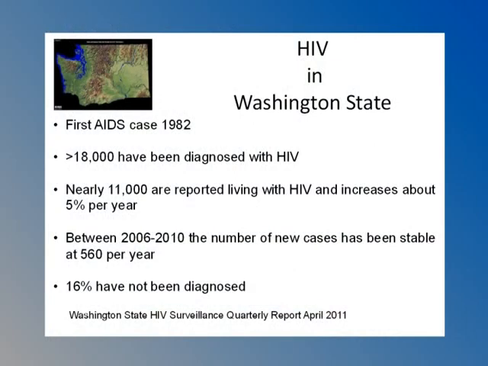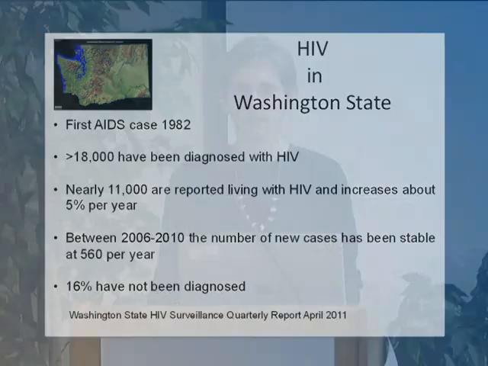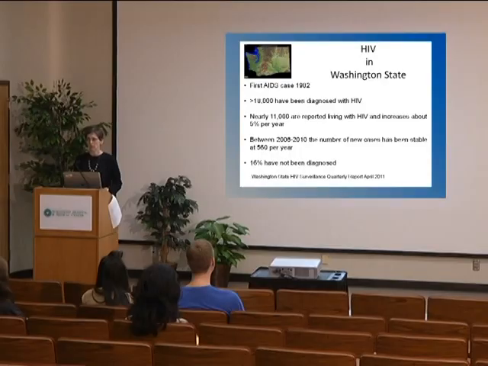Between 2006 and 2010, the new cases have been stable, but there's still 560 people being infected each year just here in Washington State. And 16% have not been diagnosed, and this is a problem. They're getting into care late, which is difficult once the T cells get down. If somebody has a T cell count of 10 or 20, it's very difficult to get it up higher. Ideally we like to see T cells above 500. Normal, someone who's not HIV positive, T cells are around 600 to 1700.